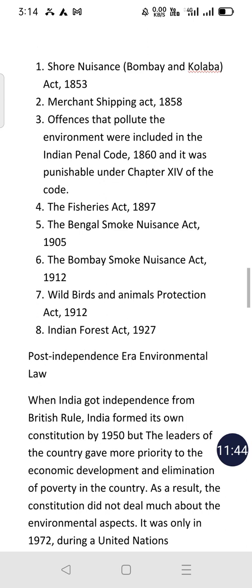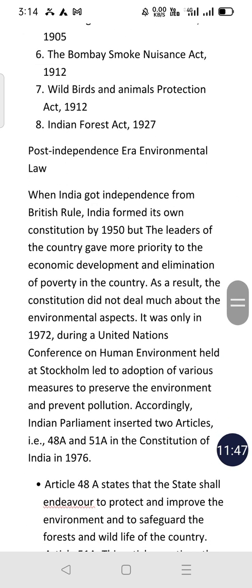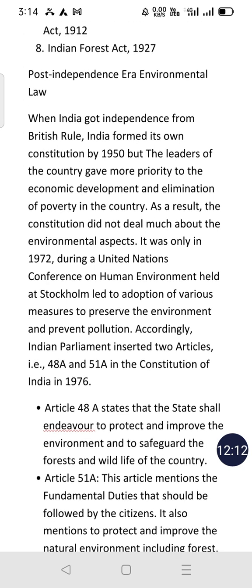Post-independence era environmental law. When India got independence from British rule, India formed its own constitution by 1950, but the leaders of the country gave more priority to economic development and elimination of poverty in the country. As a result, the constitution did not deal much with environmental aspects. It was only in 1972, during the United Nations Conference on the Human Environment held at Stockholm, that various measures were adopted to preserve the environment and prevent pollution.